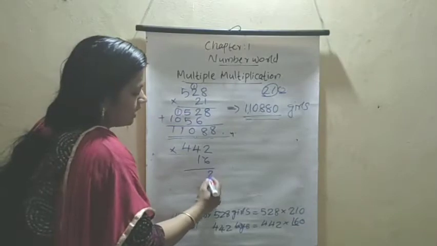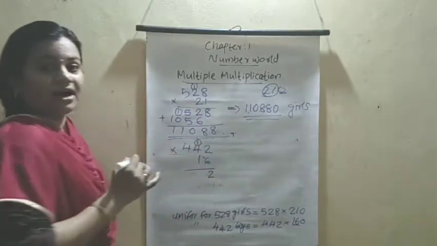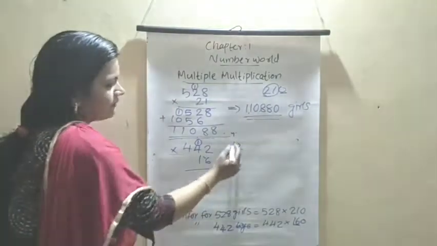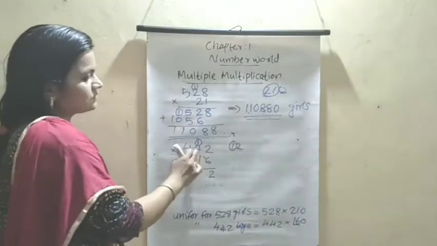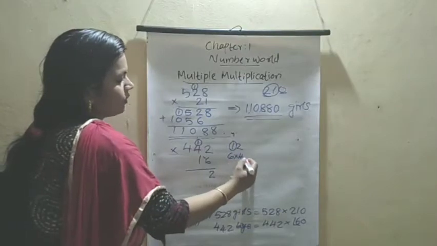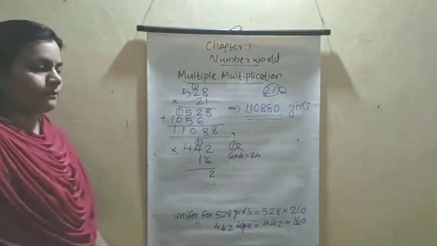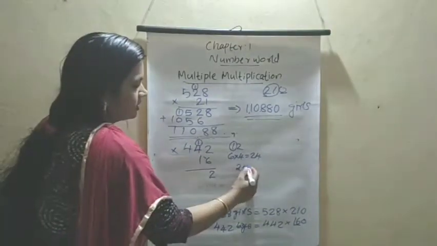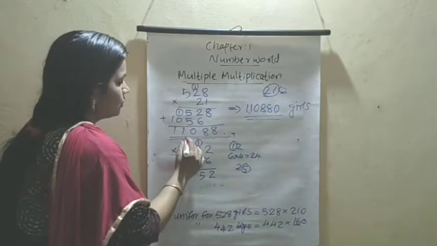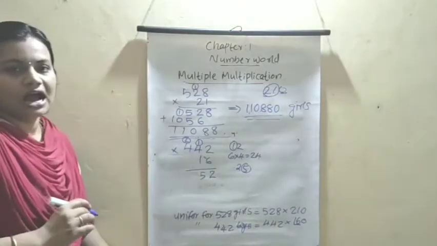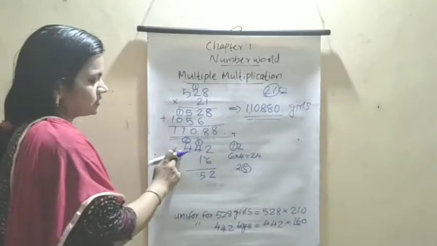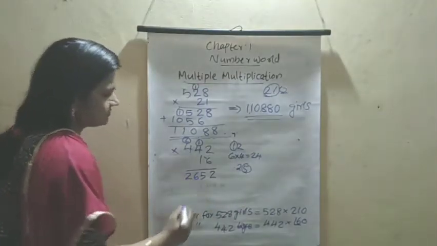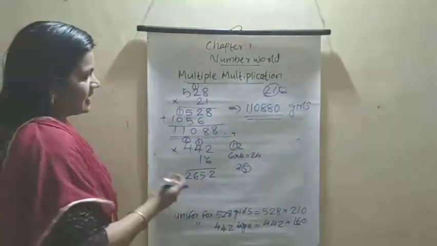6 2s are 12. 2 is written here, 1 is the carryover. Understood? So 6 4s are what? 6 into 4 equal to 24. So 24 plus 1, 25. 5 is written here, 2 is the carryover. Understood? So again 6 4s are 24, 24 plus 2, 26. Okay. Then again next.